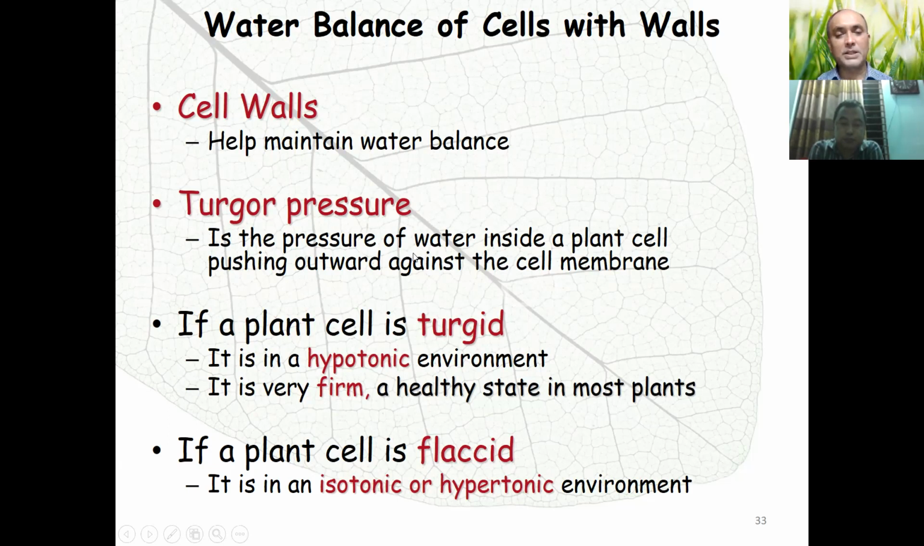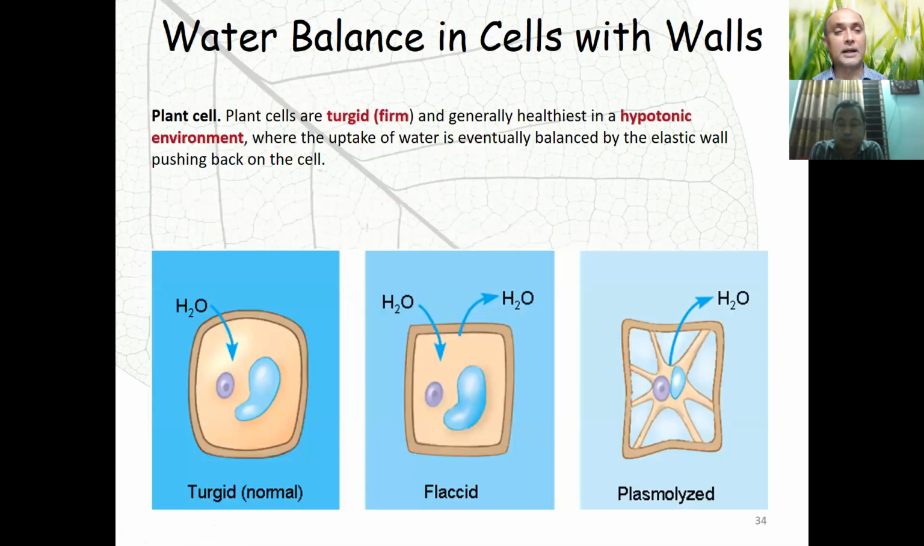Turgor pressure is the pressure of water inside a plant cell pushing outward against the cell membrane. If a plant cell is turgid, it is in a hypotonic environment, and it is in a very firm and healthy state in most plants. If a plant cell is flaccid, it is in an isotonic or hypertonic environment. So you see, in the case of plants, although the cell wall protects and maintains water balance, even so if there is a drought, you can see wilting and other problems.